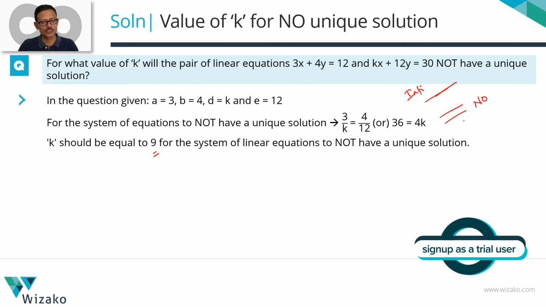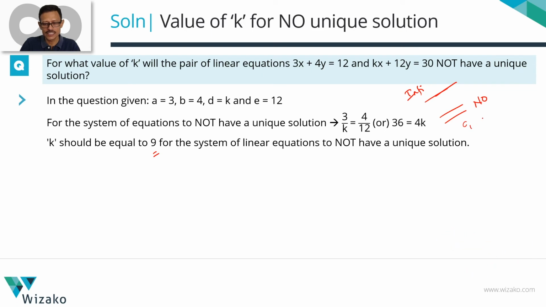Parallel lines have the same slope and two different y-intercepts. If C represents their y-intercept, it's C1 and C2 for parallel lines. If it is coincident lines, their y-intercepts will be the same. So C1 will be equal to C2. Let's check out what happens in this case. We have a 3 by 9, we'll write it because we have found the value of k to be equal to 9, equals 4 by 12.